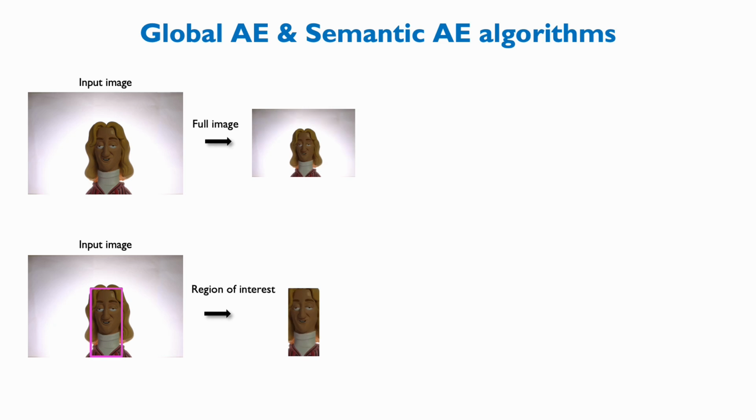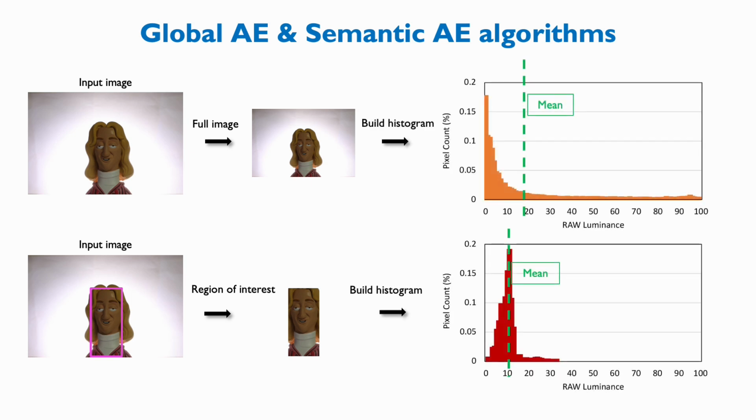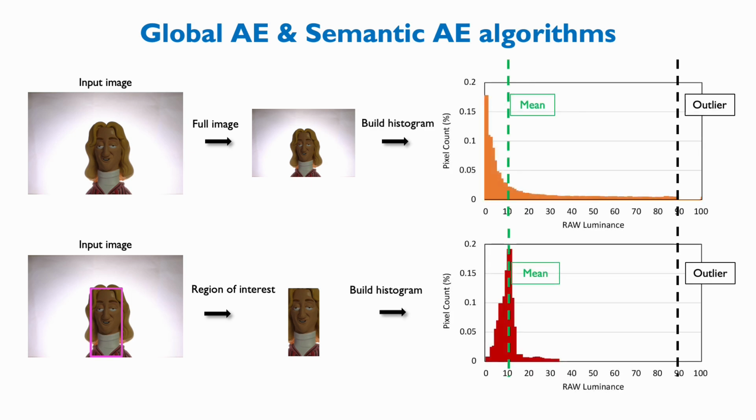The global and semantic algorithms are quite similar. The main difference is that the global algorithm considers the full image while the semantic algorithm considers just a specified region. Both algorithms build histograms, and a common step of clipping saturated pixels is also performed.